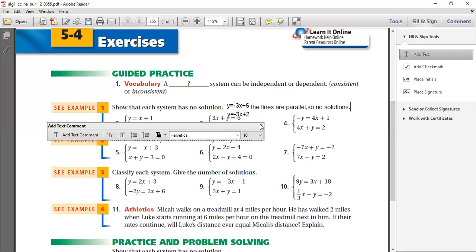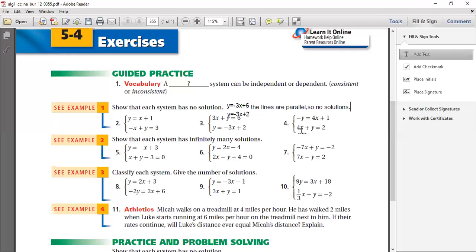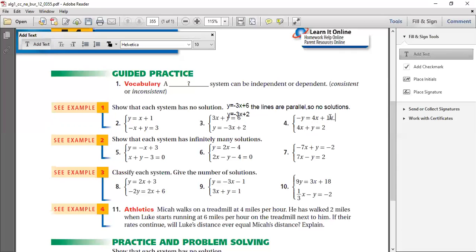Now let's move on to question number 4 again. This one has minus y. When you are writing in slope-intercept form, the y cannot have a negative sign. So you will have to change it. To remove the minus, you multiply the whole equation by negative 1. So y is going to be equal to negative 4x, and negative 1 multiplied by positive 1 becomes minus again. So y is equal to minus 4x minus 1.